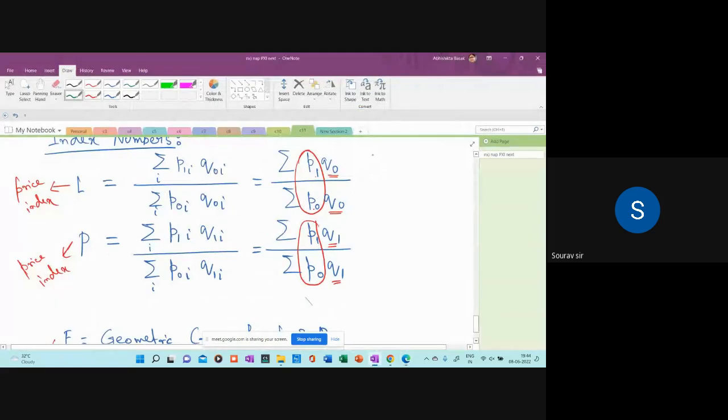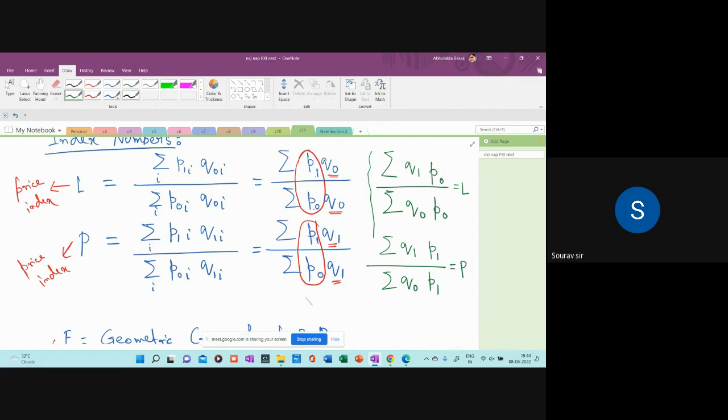So I would say that for the quantity index you can actually use summation over q1 and summation over q naught. You will give emphasis on this q1 by q naught ratio, and you will take the weight as p naught for Laspeyres. Okay, this is L. And for Paasche, summation over q1 and summation over q naught, you are going to give the emphasis on the weight as p1, that is the current year price. So these are my quantity indices.